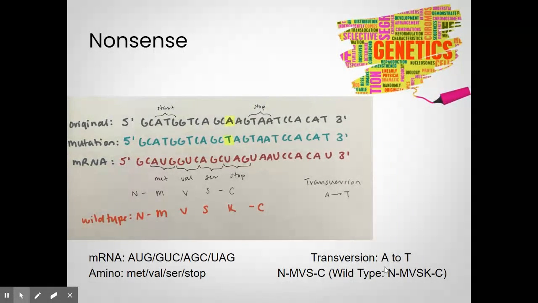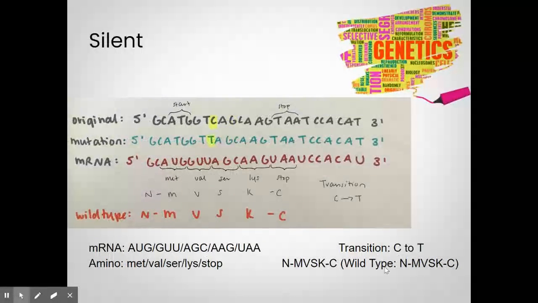A nonsense mutation changes a codon to a stop codon. In this example, the highlighted transversion mutation from an A to a T changed our LYS amino acid to a stop codon. As a result, our amino acid sequence is shorter.